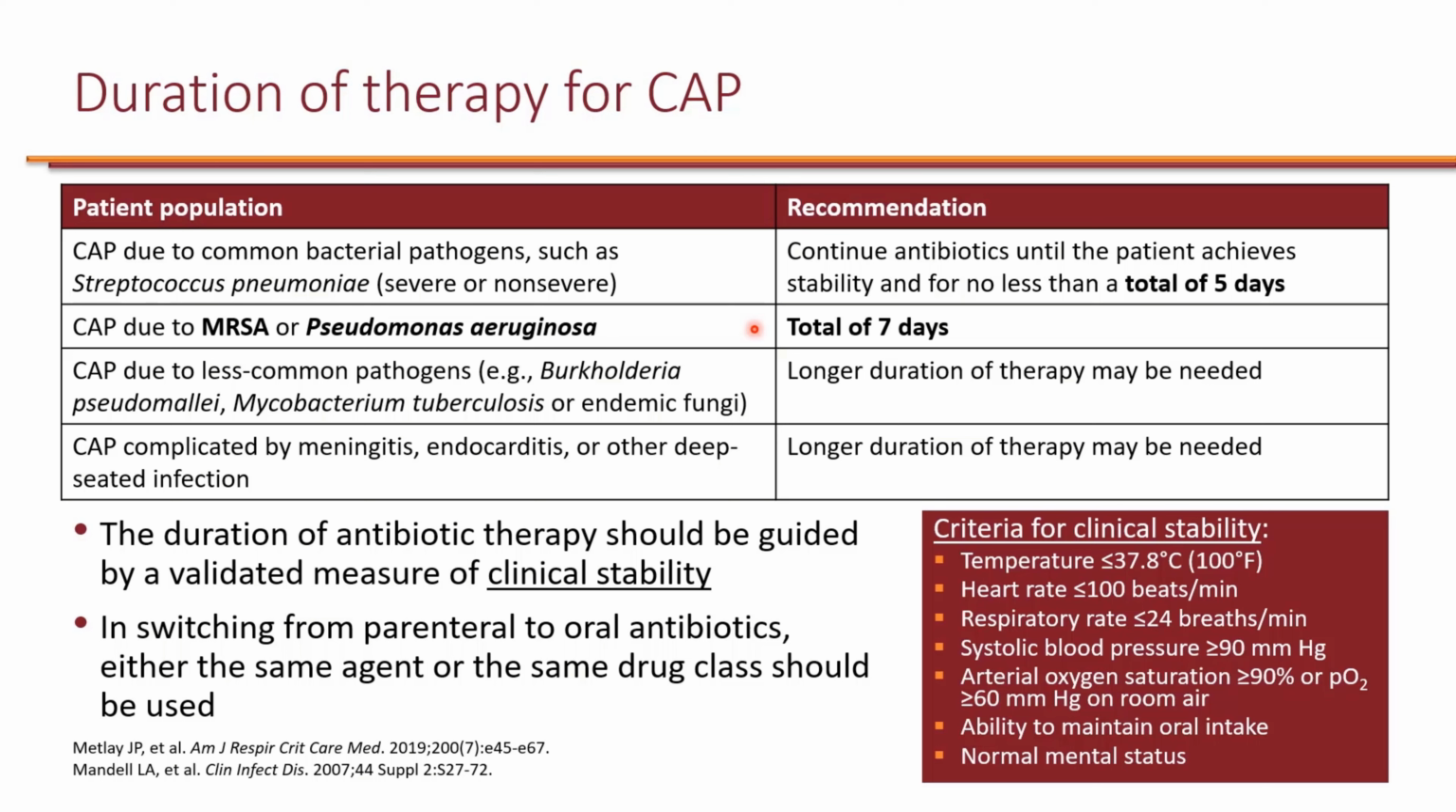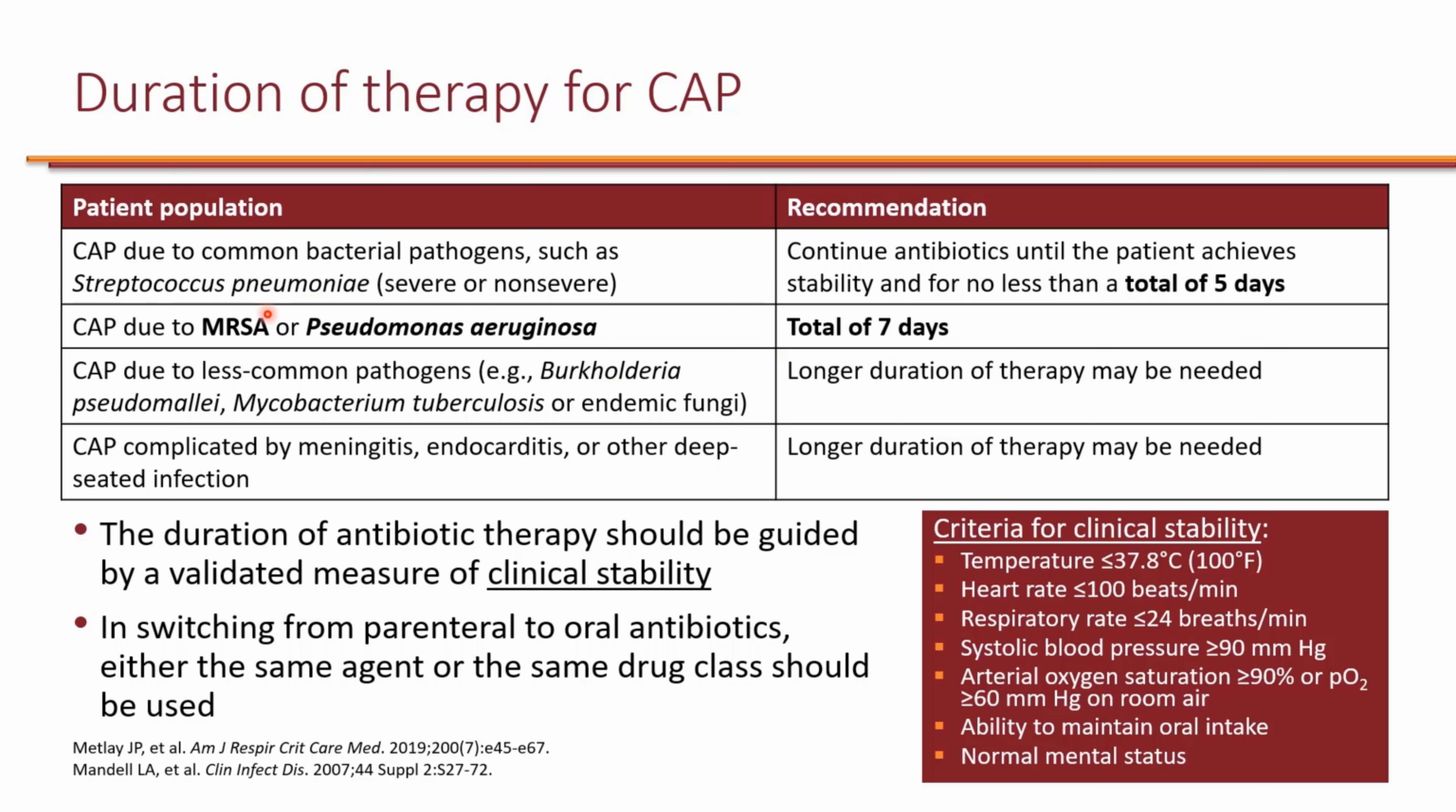So these are the criteria you can use to basically see if the patient is clinically stable. And then, depending on what's causing the pneumonia, so in general, pneumonia for the most part will be caused by common bacterial pathogens like Streptococcus pneumoniae. So you continue antibiotics until the patient achieves stability, but no less than 5 days. So if, let's say, after 3 days of antibiotics, the patient is clinically stable, you basically finish 5 days. But if you have finished 5 days and the patient has not achieved clinical stability, then you basically continue beyond 5 days until you achieve stability in the patient.